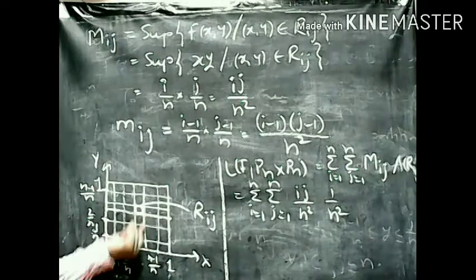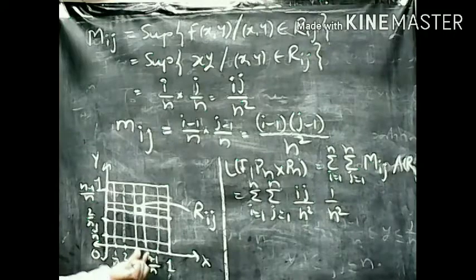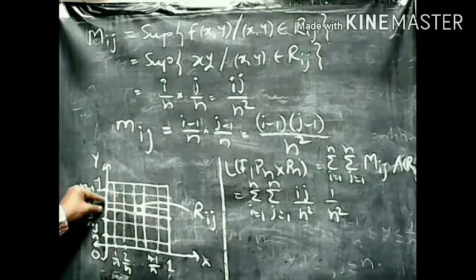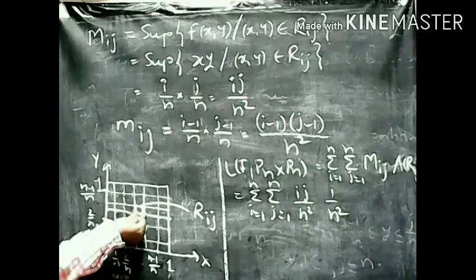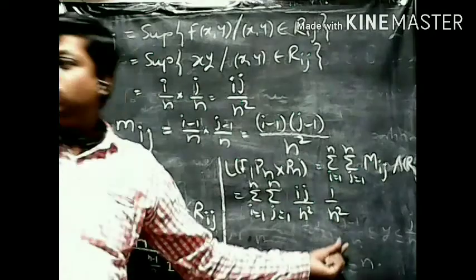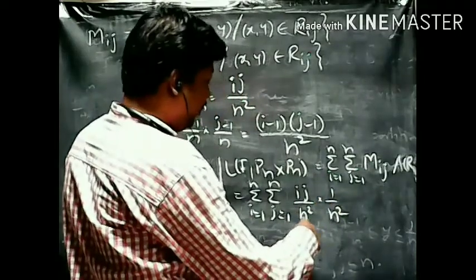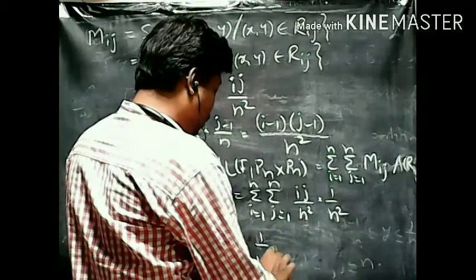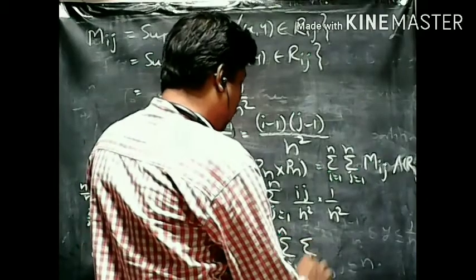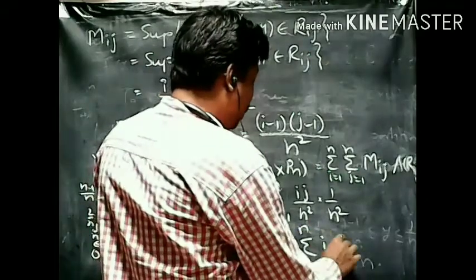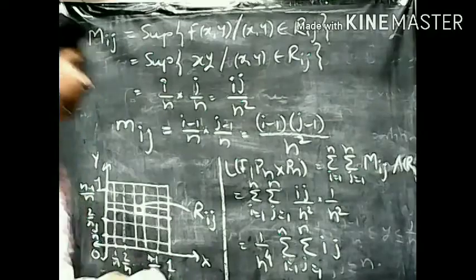Its width is 1/n, because this is an equally spaced partition where the length of each subinterval is 1/n. So this width is 1/n, as well as this width is also 1/n. So the area of this subrectangle Rij is 1/n into 1/n, that's 1/n². So you can check, we can pull out 1/n⁴ outside, and what is left is the summation over i from 1 to n, summation over j from 1 to n, of the product i into j. So can you try simplifying the sum?